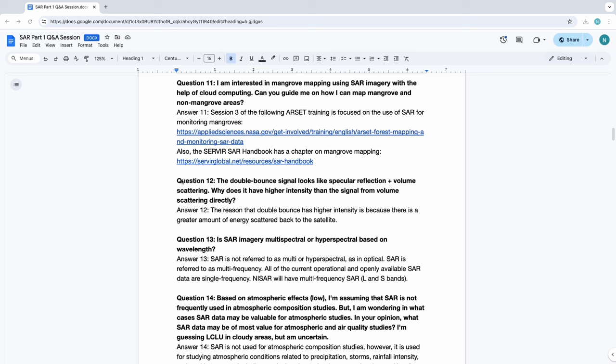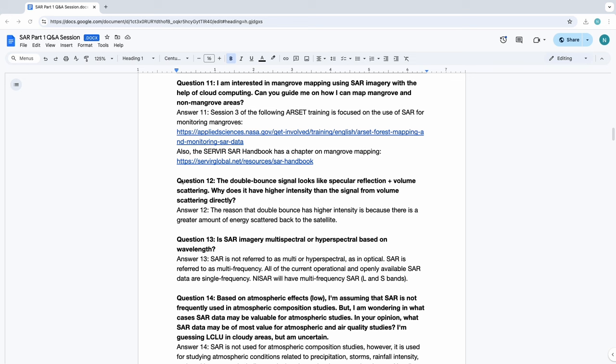I'll include that here. It's very difficult to use SAR to map mangroves because mangroves will look different at high tide and low tide. Also, because of the structure of mangroves, those aerial roots will cause the signal to do some really weird things that are different from what you see in forests. Sometimes those aerial roots will cause the signal not to penetrate all the way through, or cause attenuation. So it's a bit challenging to use just SAR for mapping mangroves.